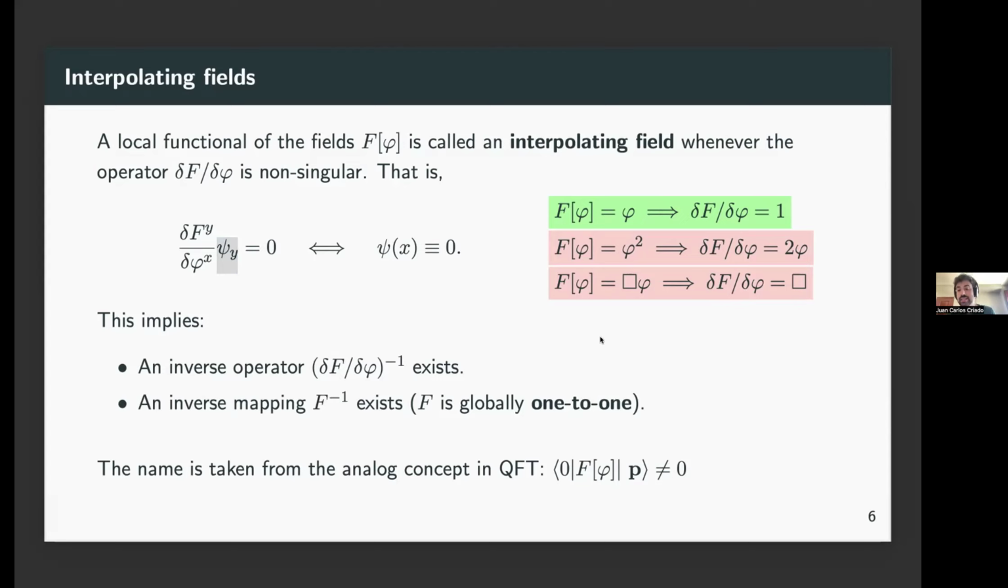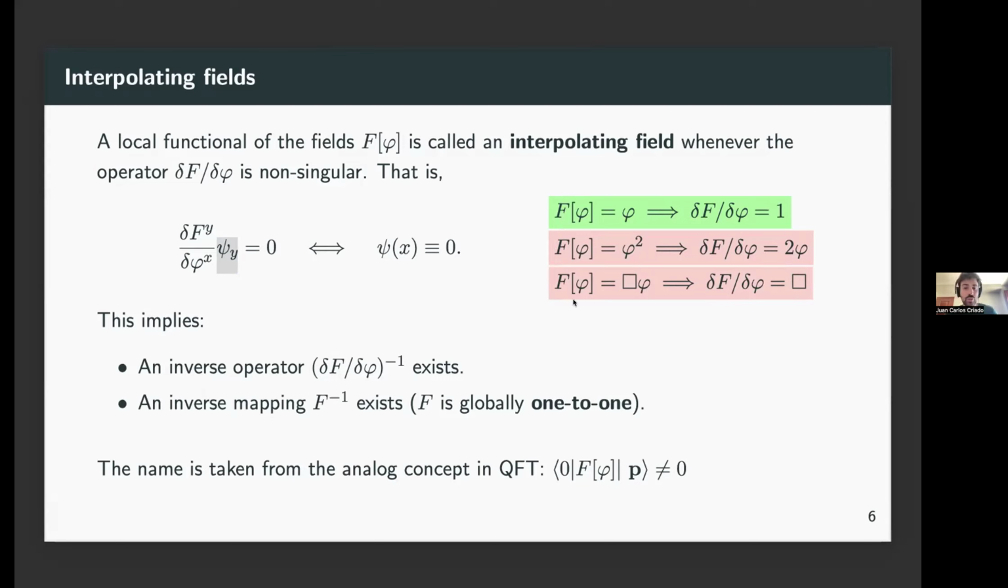In the second case, I've chosen f of phi equals phi squared. And then the derivative of that is 2 phi. And that means that for phi different from 0, you will get something that's non-singular, but for phi equals 0, this differential operator becomes singular. So in this case, F would not be an interpolating field.